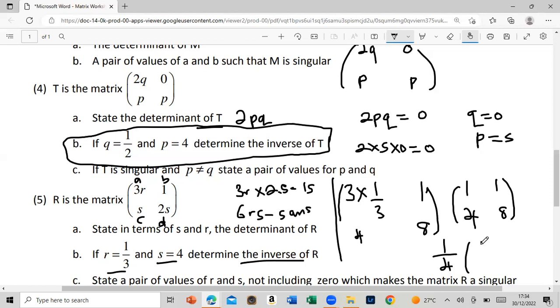8 goes up here, and 1 goes there. Remember the rule, this changes to negative, this changes to -4. So this would be our answer. All right, so that would be our final one.